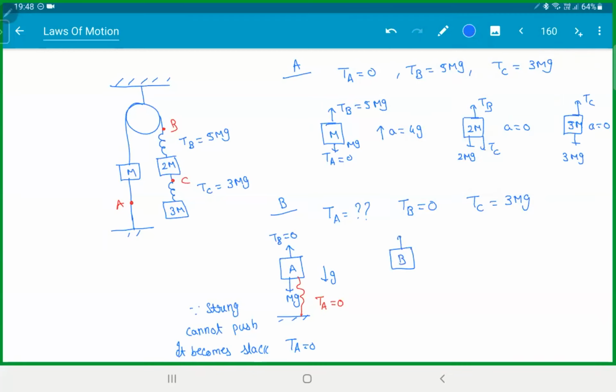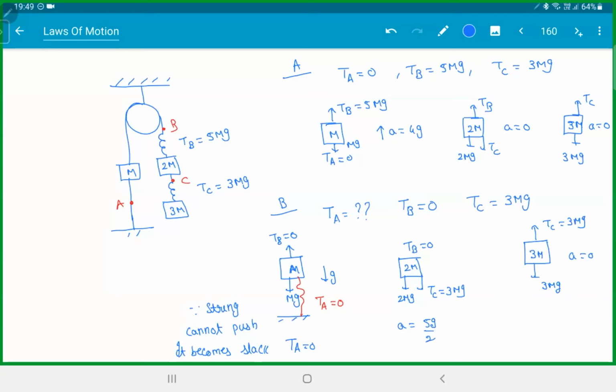For B, this is 0. Your own weight 2 mg. And this force TC is 3 mg. So acceleration will be 5 mg by 2m, 5g by 2. And for 3m, acceleration will be 0. Please check.